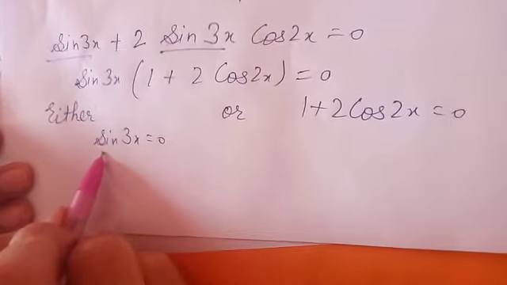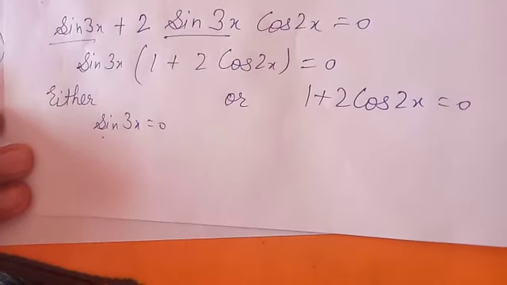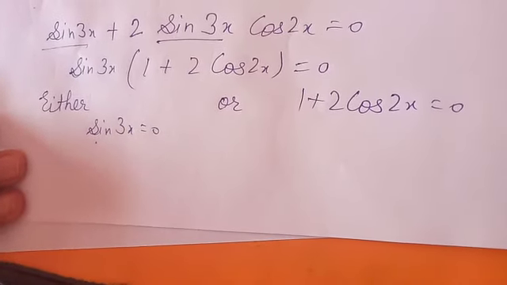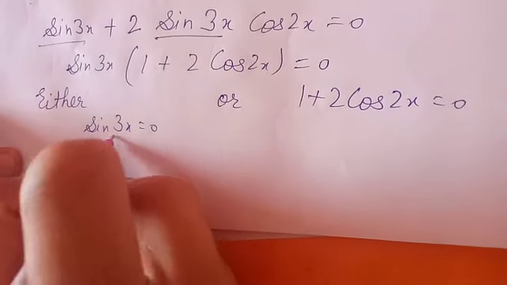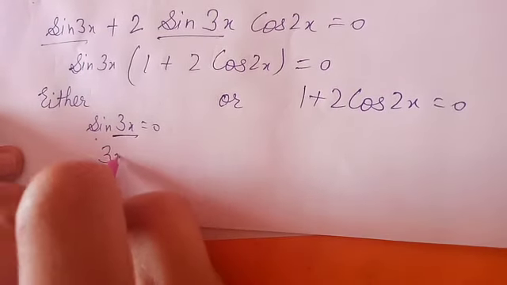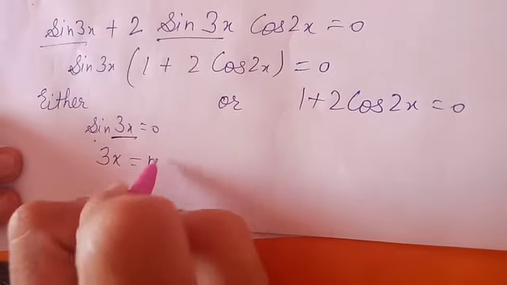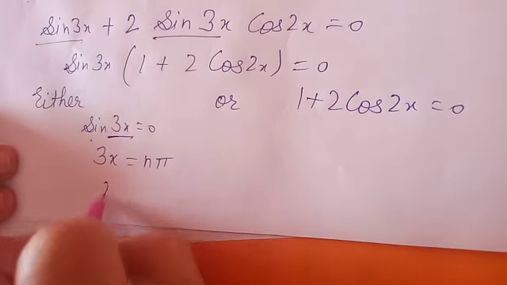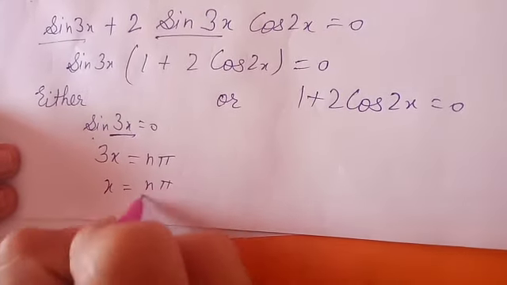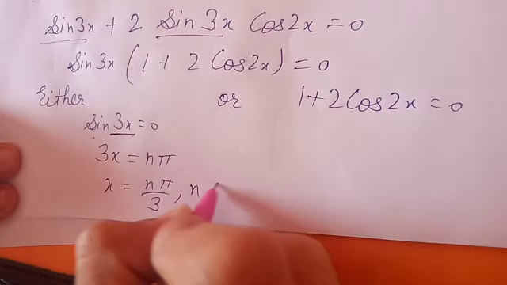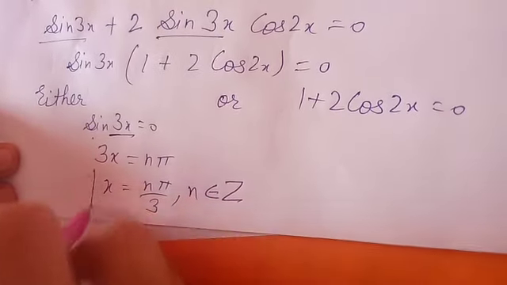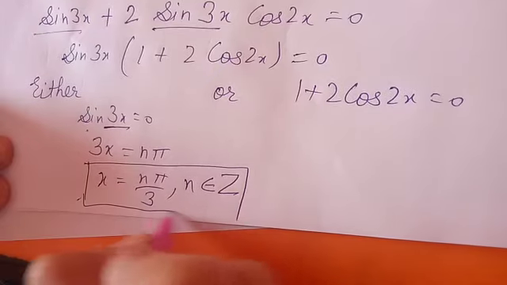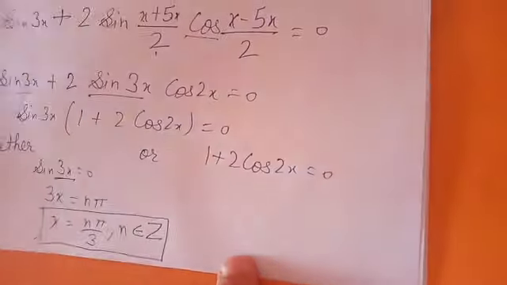And where is our sin 0? Sin is 0 at every n pi. And what is our angle here? 3x. So 3x will be equal to n pi, and from here we get x equal to n pi by 3 for n belonging to integers.